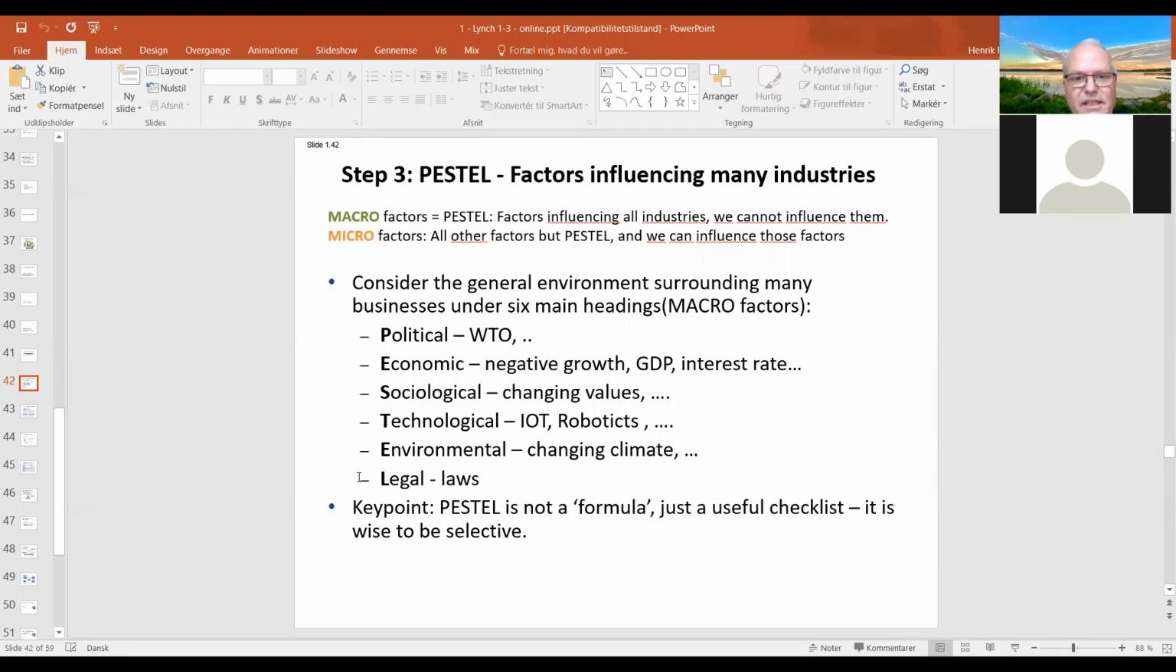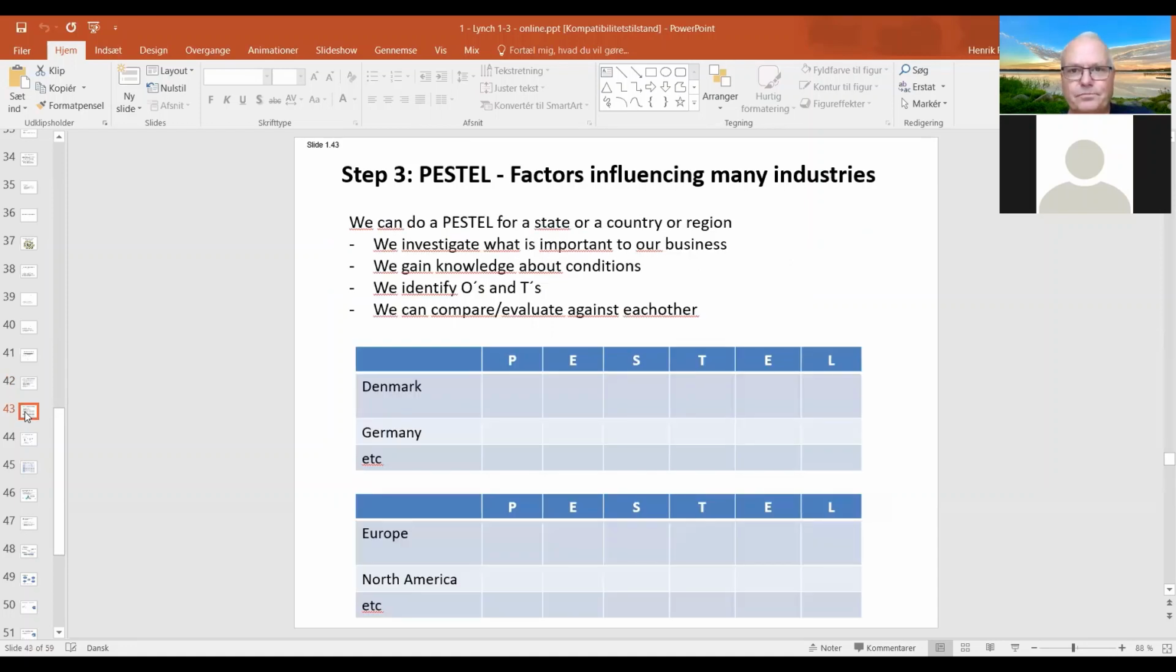And the difference between legal and political is that when the political system works with legislation, they might still be able to change something, but in the moment that the political system decides something and it becomes a law, it becomes a legal factor. That means, entering a new market, are there any legal issues we need to take care of? So PESTEL here is not really an analysis, but it consists of lots of analysis and is simply a useful checklist.